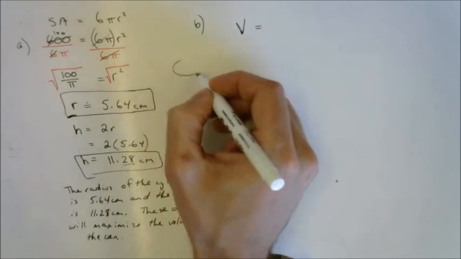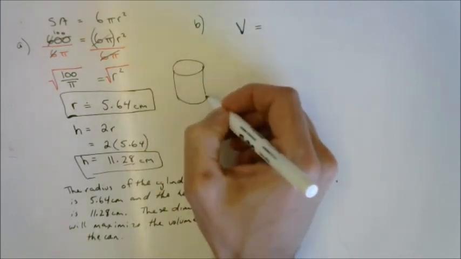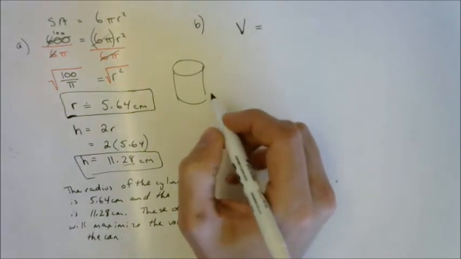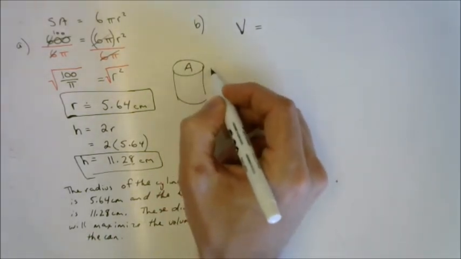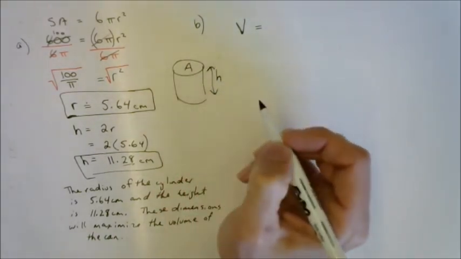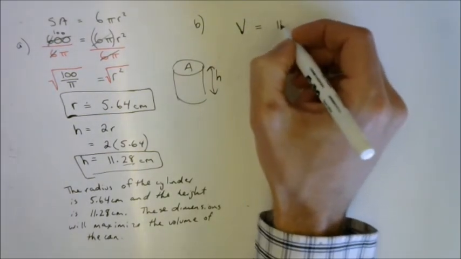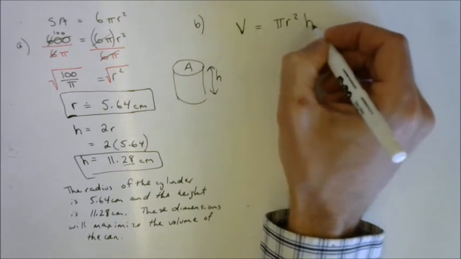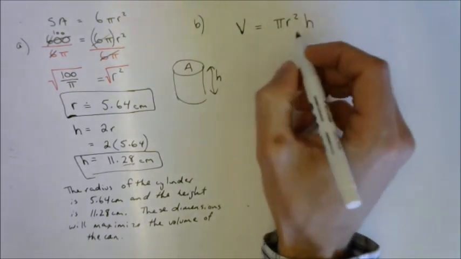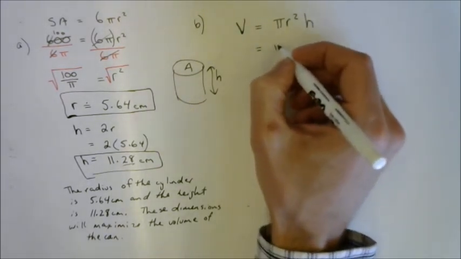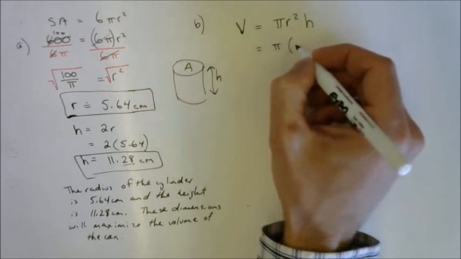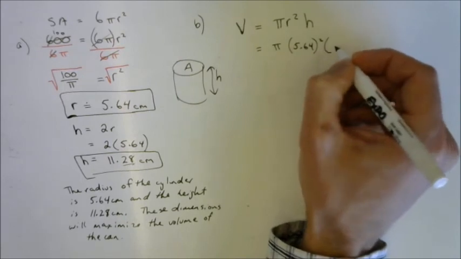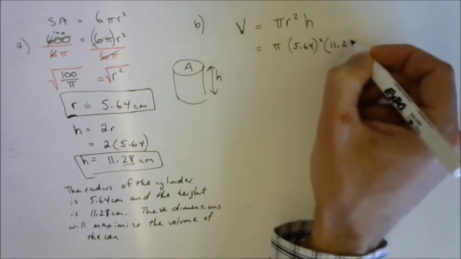It's very similar to the one for a prism. V equals pi r squared times the height. So it's the area of the base times the height. Okay, so the area of the base is pi r squared, and the height is h. And we know all these things, so we just sub them in. r is 5.64, which is going to be squared, and then we're going to times it by h.